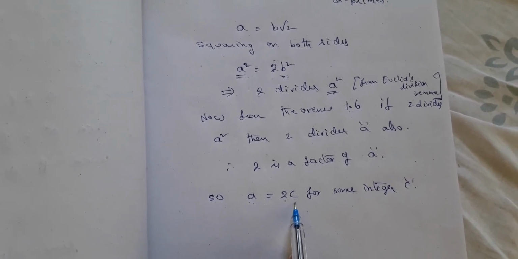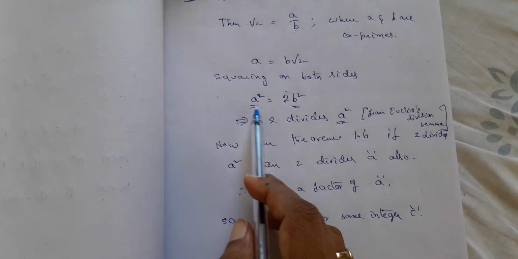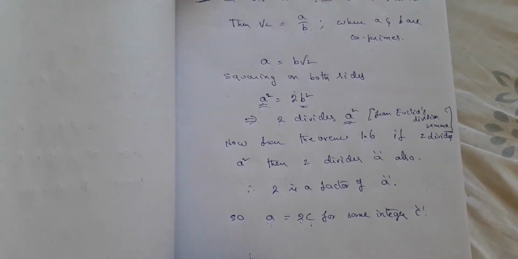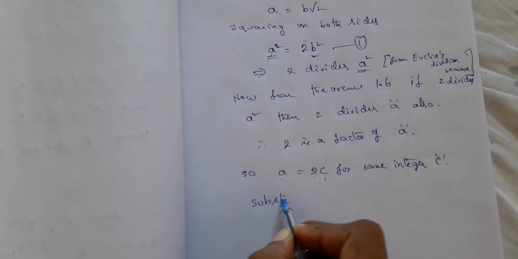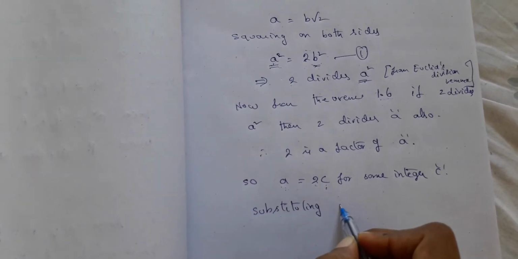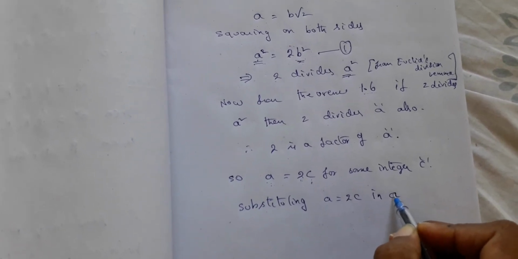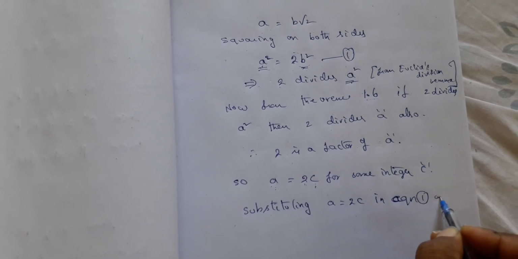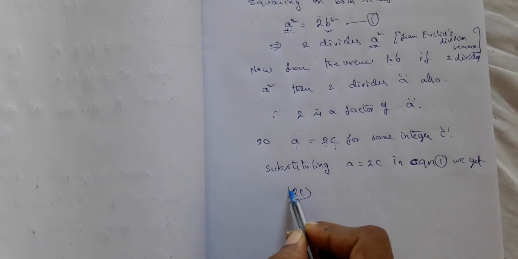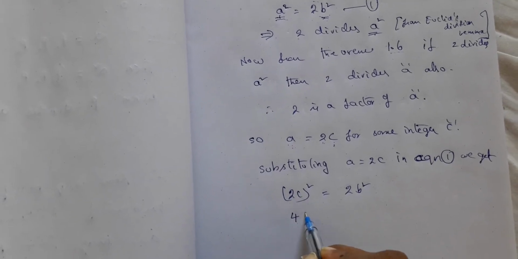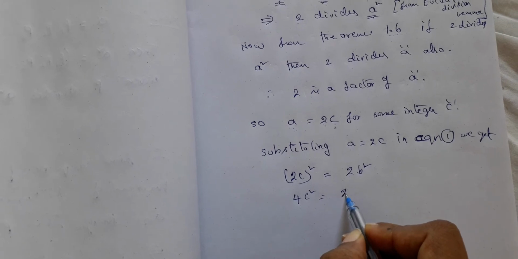So now substituting this A in place of A in A square is equal to 2B square. Right? So let me write this as equation 1. So substituting A is equal to 2C in equation 1, what do we get? In place of A square, you are taking 2C whole square is equal to 2B square. So what do we have? 4C square is equal to 2B square.